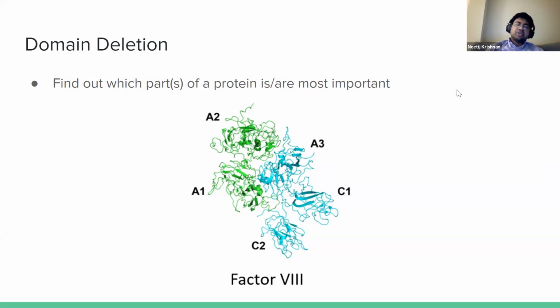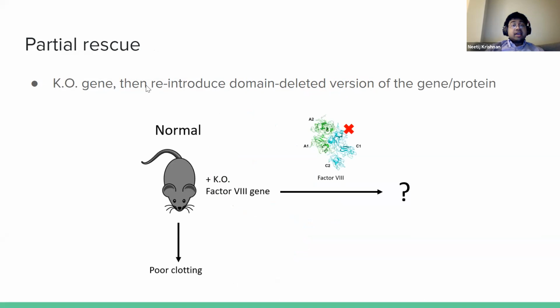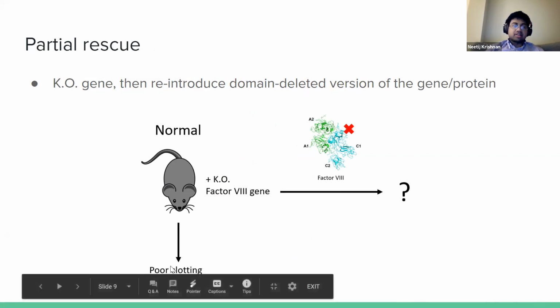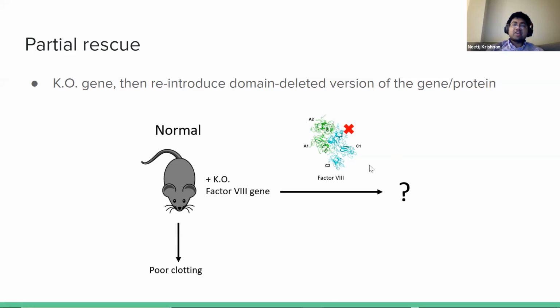What we could do is we could take a normal mouse and knock out the factor VIII gene. Now, normally that would lead to poor clotting, but let's say we added back the factor VIII protein or the factor VIII gene with one of the domains missing. So now suddenly that A3 domain isn't there anymore.